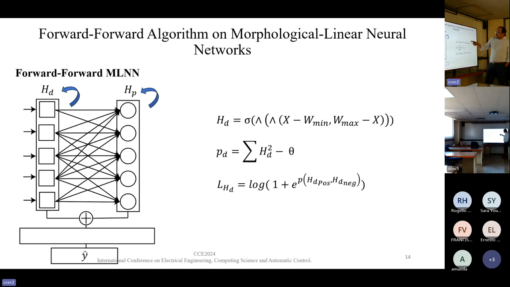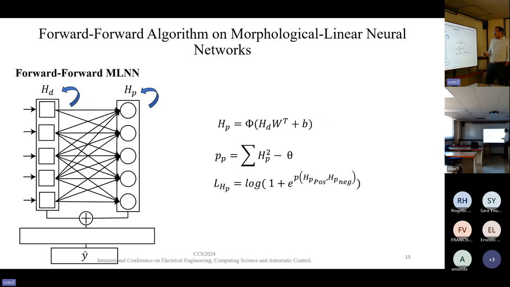Okay. So after calculating the activations, we calculate the goodness function for that layer. And at the end, we calculate the error of that layer. These calculations are only for the morphological layer, the first layer.